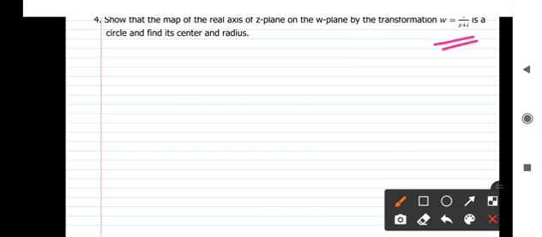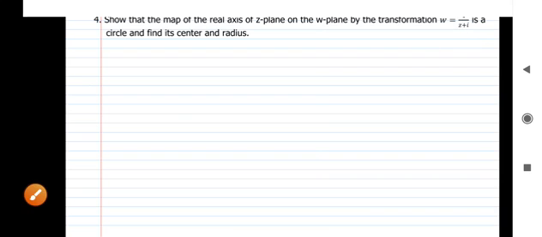So here first translation is done, that is z plus i, and then its inversion is made. So this is the case of first translation and then inversion. So let us see the resultant image.